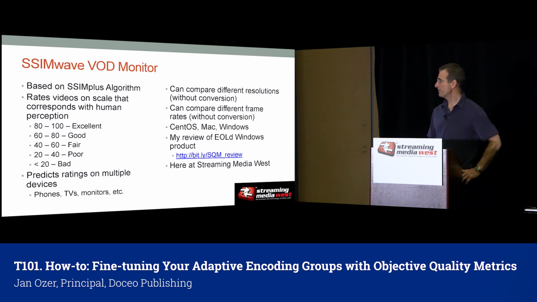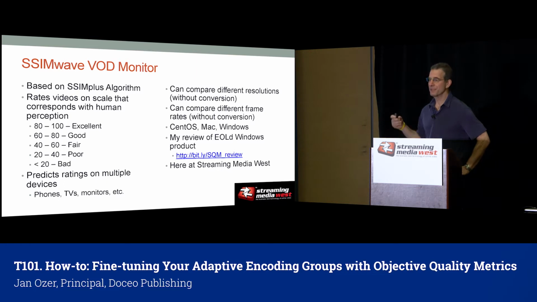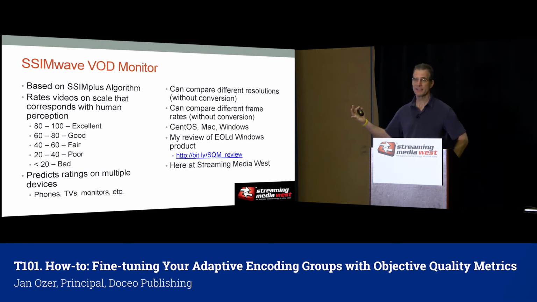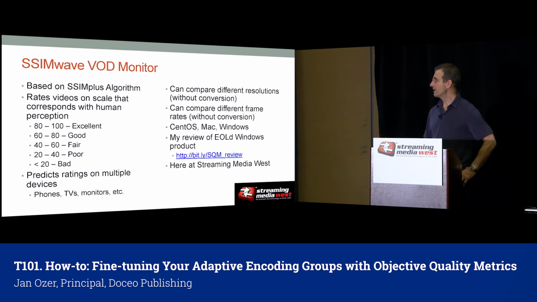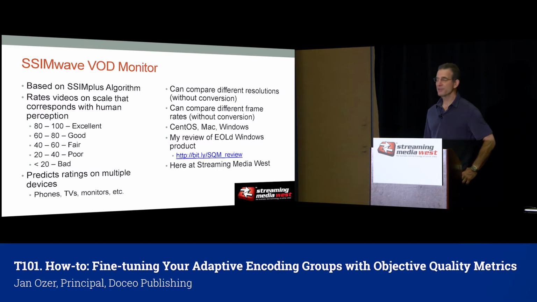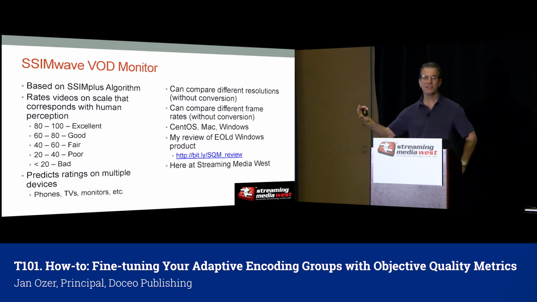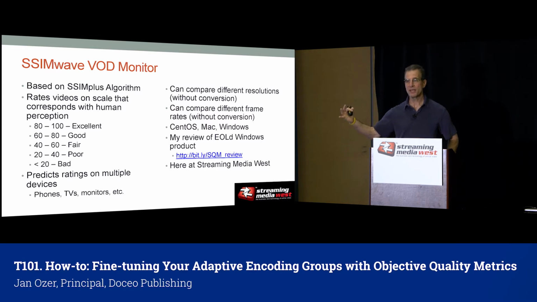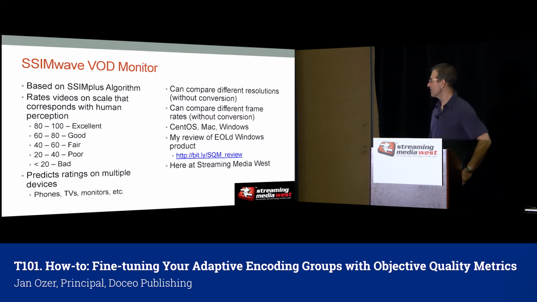So if you get a score of 45, okay, the typical viewer is going to look at that and say, it looks fair. If you get a score of 80 and above, they're going to look at that and say, excellent. And also, as we covered a few slides ago, excellent ratings for different devices. So if you want to gauge how an encoding ladder will look on 5 different mobile phones, you can do that. And you really can't do that with any other technology.